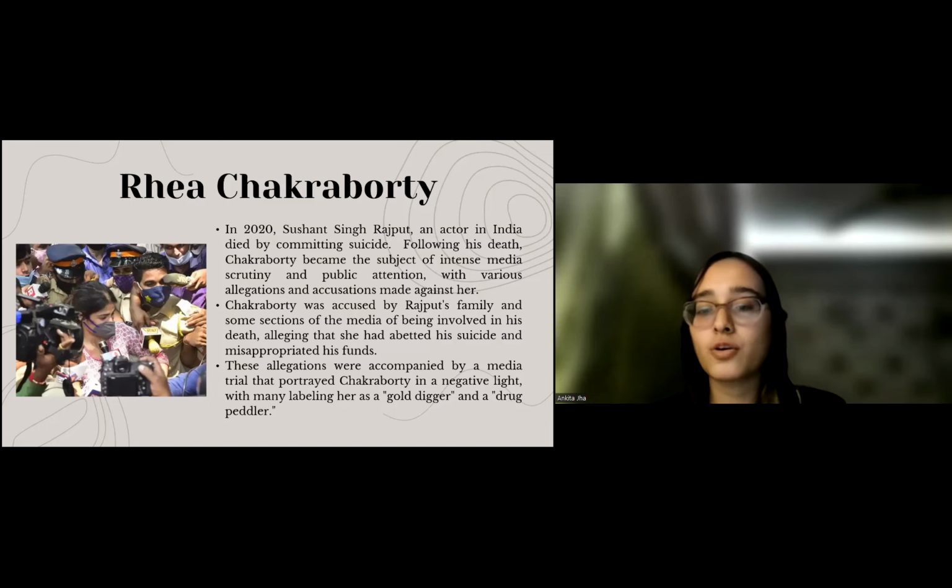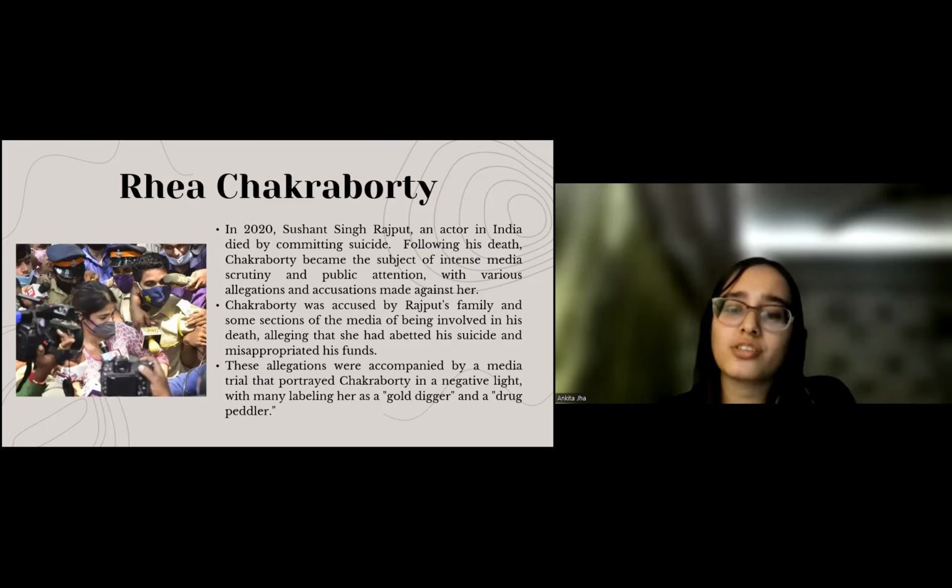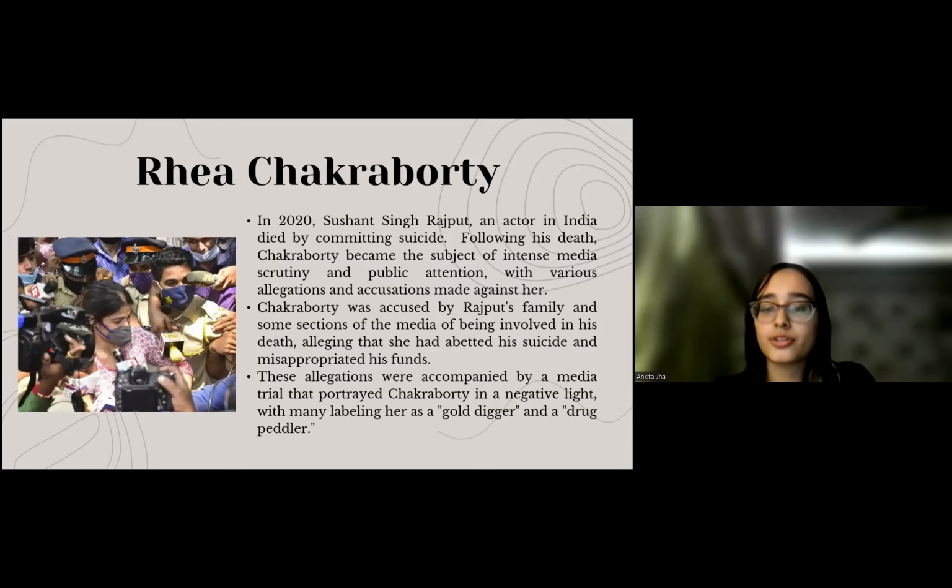She was targeted by lots of sections of the media, and she was labeled as a gold digger and a drug peddler. Riya Chakraborty's case illustrates how women can be vilified and held responsible for events beyond their control. On the other hand, Amber Heard's case, in particular, highlights how women can be portrayed as the sole aggressors in abusive relationships, with little consideration for the complexities of such dynamics. These narratives perpetuate harmful stereotypes about women, but also fail to acknowledge the broader issue of intimate partner violence, which can affect individuals of any gender.